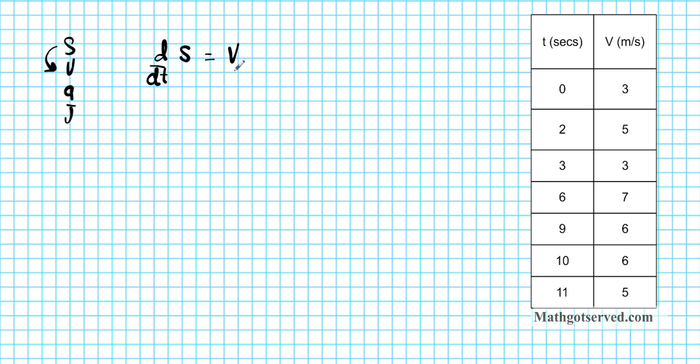All right. Now, what if I wanted to get my position isolated? How can I get position using velocity as indicated in this chart right here? So let's start off by multiplying both sides of this equation by dt. Okay. And that yields ds equals v dt.